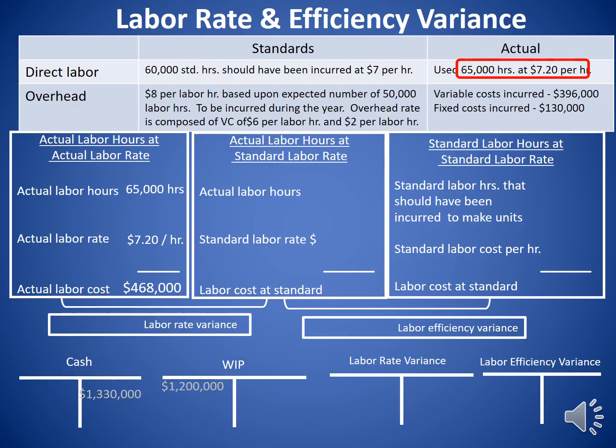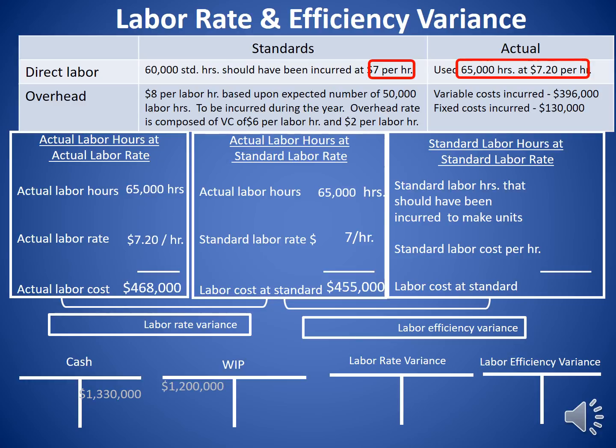Now we want to compare the actual labor hours that we did pay, but we want to convert those actual labor hours from the actual labor rate to the standard labor rate. So we pick up our standard labor rate, which is $7 an hour. We multiply the 65,000 actual labor hours times our standard labor rate of $7 an hour, and our labor cost at standard is $455,000.